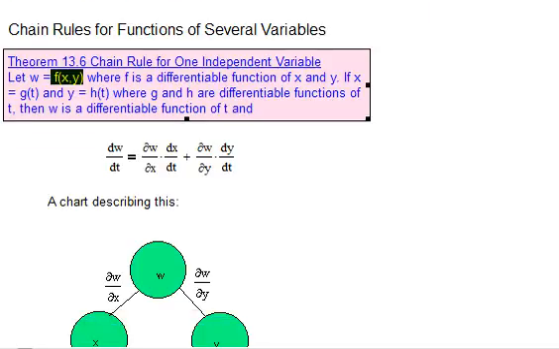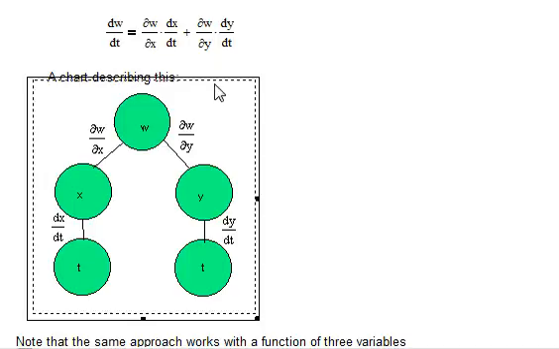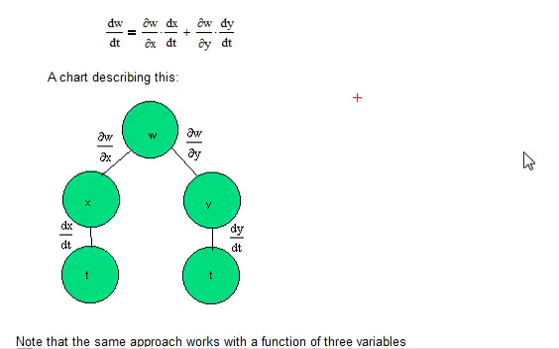So here's a chart making a picture of it. You start with a variable t, dx/dt, and then w is a function of x and y, so therefore we need a dw/dx and a dw/dy, and y itself has another derivative, dy/dt. I'm not sure if this is real useful, but it does kind of describe how to find such a derivative.